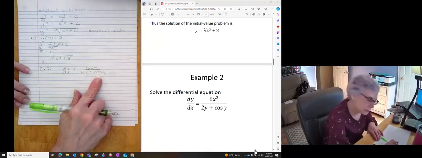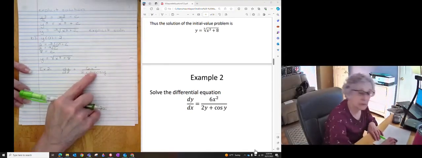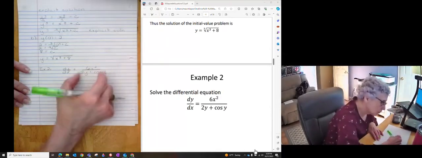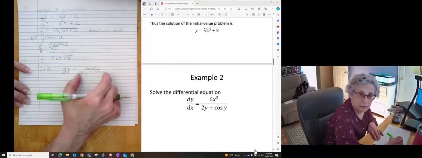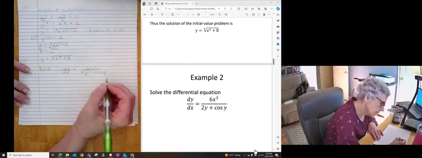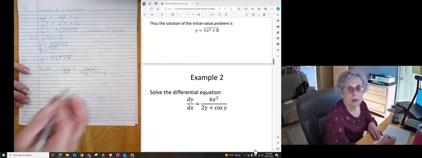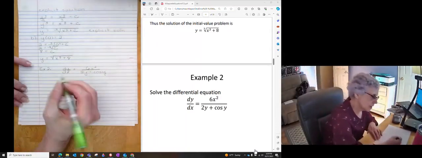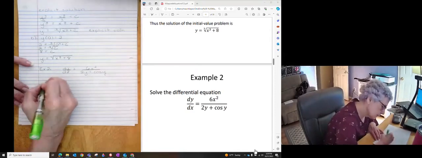I wrote down my differential equation. Now I'm pretty happy because my x's and y's are kind of already isolated over here. My y's all live below the fraction bar. My x's are all above the fraction bar. So I'm not going to bother going through the process of talking about differentials again.